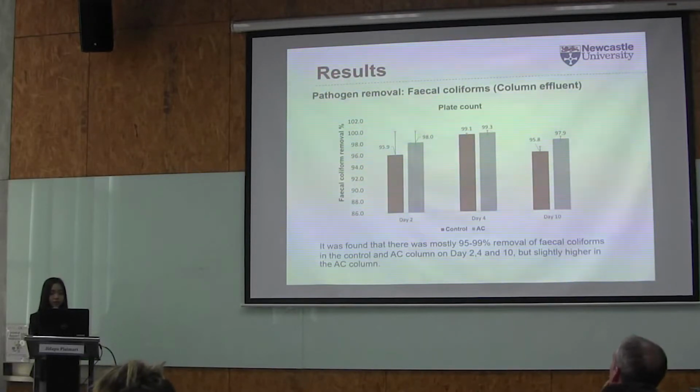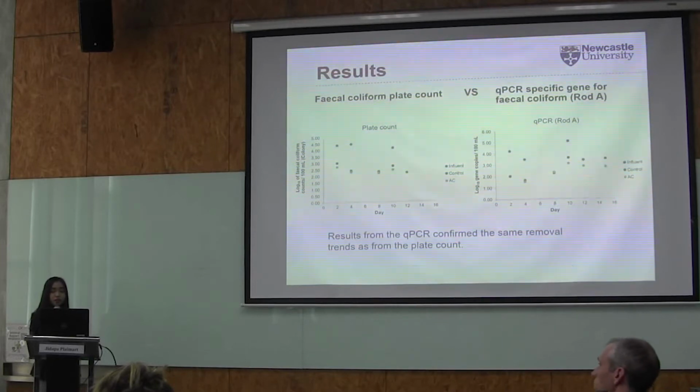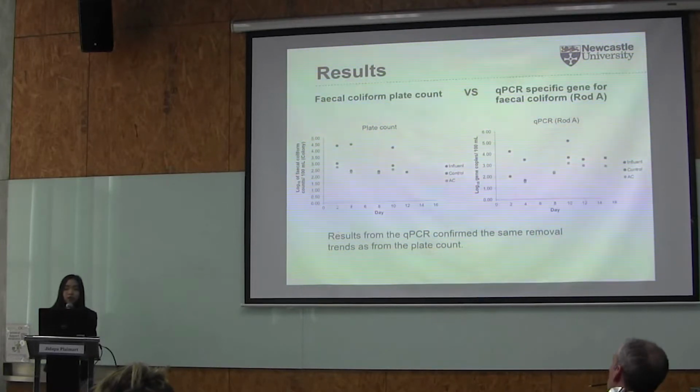Moving on to the microbial data. I did the fecal coliform plate count, and the fecal coliform removal was 95 to 99% in the control and AC amended columns, but slightly higher in the AC column, as you can see in the chart. Then I wanted to confirm the plate count result with qPCR. A specific gene qPCR for fecal coliform was used, and the result from the qPCR confirmed the same removal trends as from the plate count.